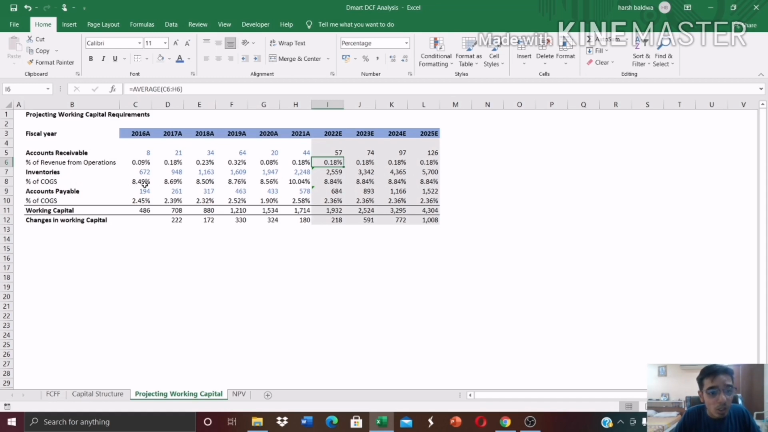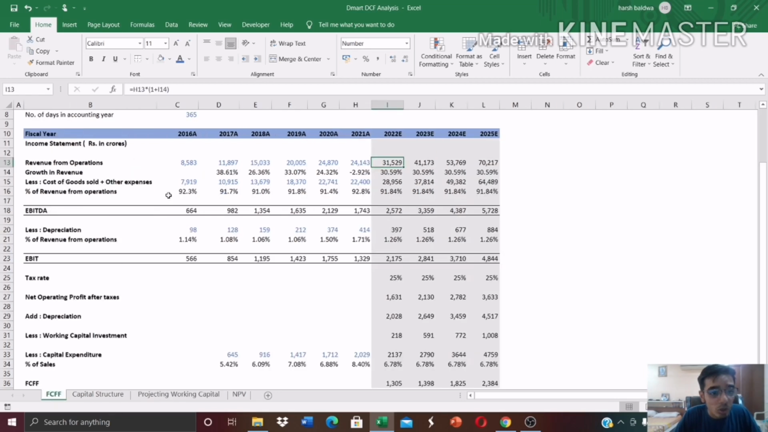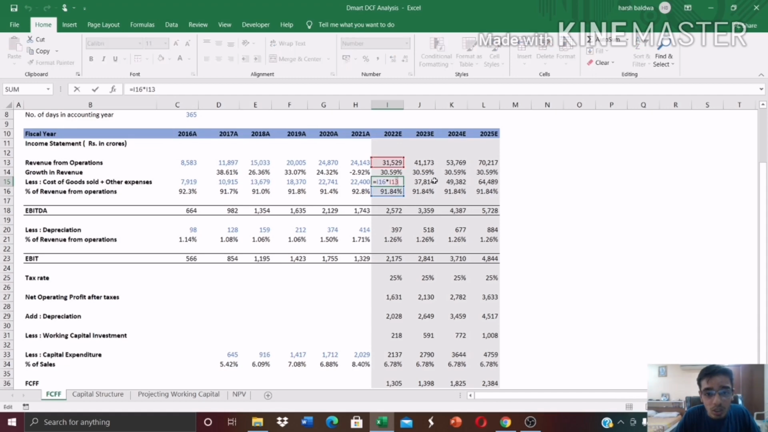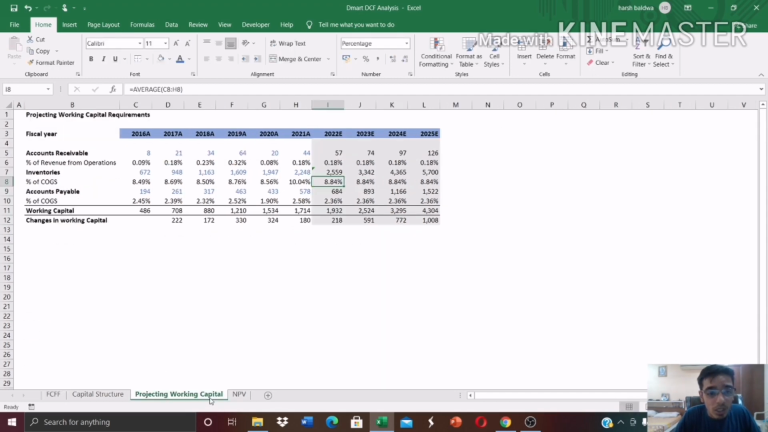For inventories, you have to calculate inventories as a percentage of the cost of goods sold, which is nothing but 672 divided by the cost of goods sold, 7919. Just calculate the same for all the historical figures and find out the average percentage. Once you get the average percentage, multiply it with the estimated cost of goods sold. So accounts receivable is a percentage of revenue from operations, inventory is a percentage of cost of goods sold, and accounts payable is also a percentage of the cost of goods sold.